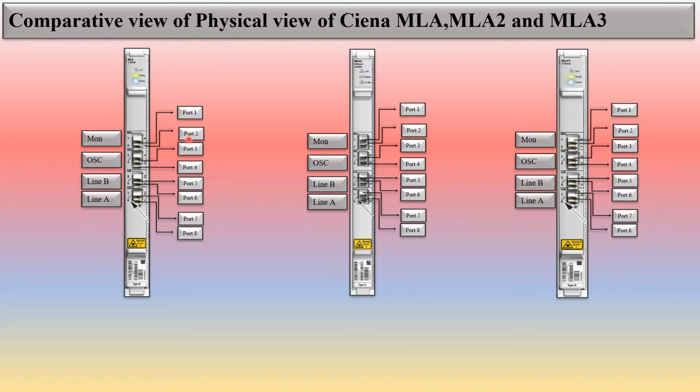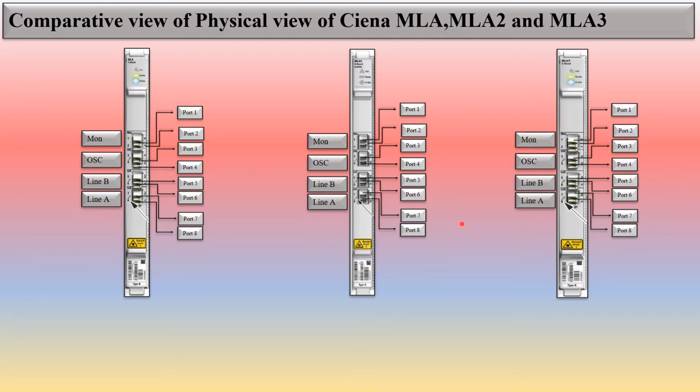The first two ports are the monitoring ports. The first and second ports belong to monitoring. The third and fourth ports belong to the OSC. The fifth and sixth ports belong to line B, and the seventh and eighth ports belong to line A. In the same way, in the next card, the first two ports belong to monitoring, port 3 and port 4 belong to the OSC, the 5th and 6th belong to line B, and ports 7 and 8 belong to line A.